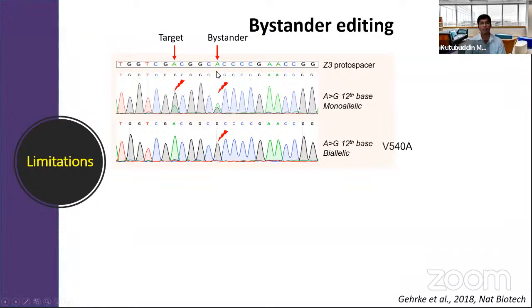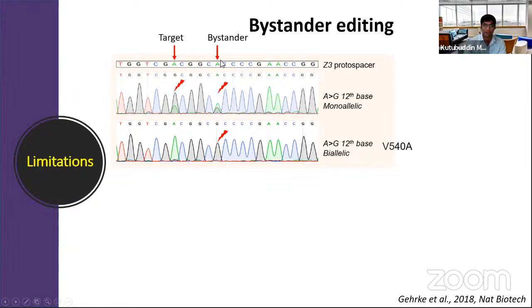Okay, so we have found a few of our plants, not very few, 4 of our plants out of 300 plants. Only 4 plants contain this bystander editing. So the 12th base A has also been edited. So this is what we have found. This is called bystander editing.